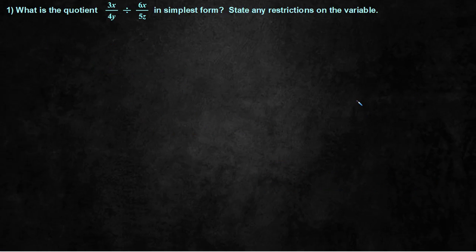So we're going to do the same idea, but with rational expressions. What's the quotient? That's another way of saying divide these. I have 3x over 4y divided by 6x over 5z. Step one is to rewrite this in factored form if it needs to be. Well, this one doesn't need to be factored because it's just monomials. So you're going to keep the first fraction, change to multiplication, and flip your second fraction.